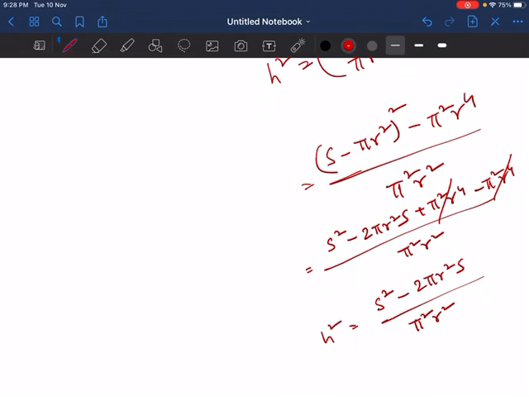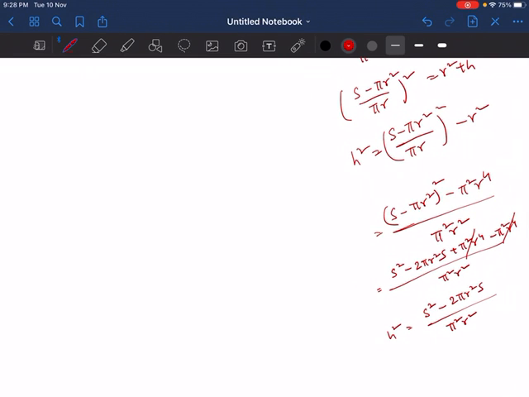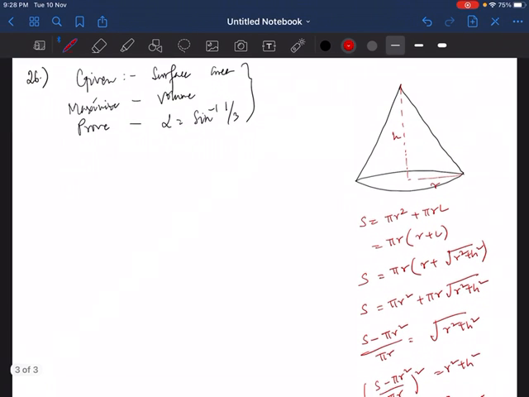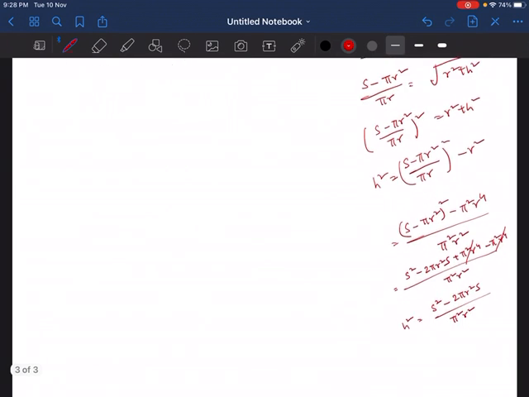We can replace h square by this, but you see we need to replace h. If I try to find h, there will be so many complicated things. There will be a square root, and there is so much difficulty in differentiating it. So I will try to have an expression in which we get h square, so that it will be simpler. So half of the job is done.